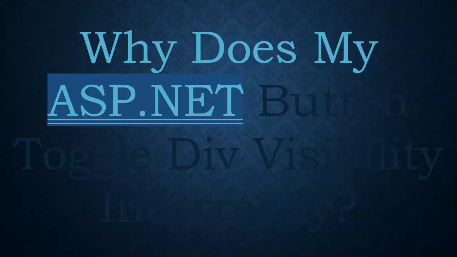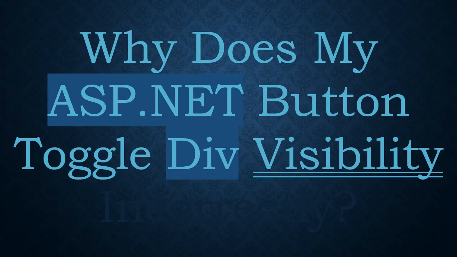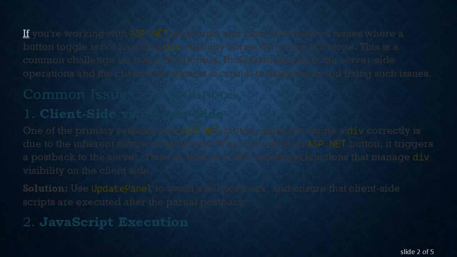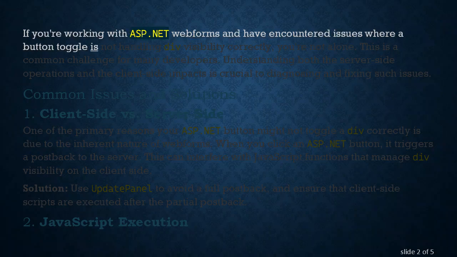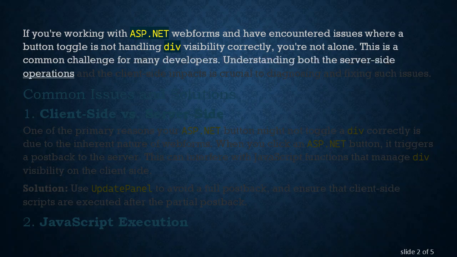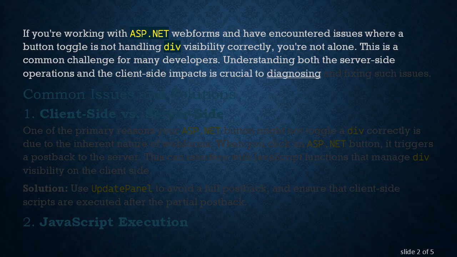Why does my ASP.NET button toggle div visibility incorrectly? If you're working with ASP.NET webforms and have encountered issues where a button toggle is not handling div visibility correctly, you're not alone. This is a common challenge for many developers. Understanding both the server-side operations and the client-side impacts is crucial to diagnosing and fixing such issues.